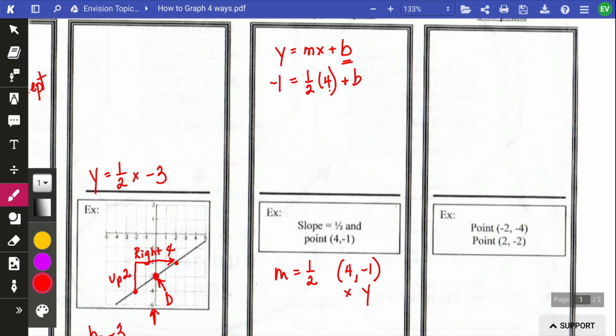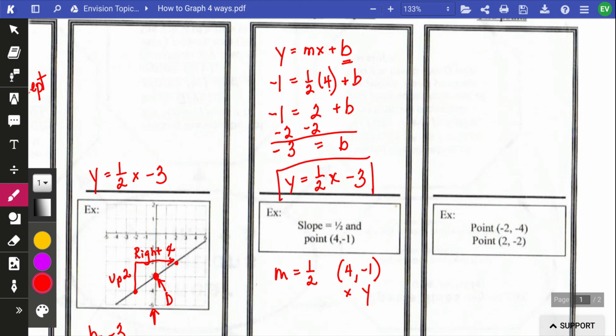So we'll just calculate everything out. So -1, half of 4 is 2, subtract 2, so we get b equals -3. And guess what? We get the same equation we did before. B is -3, because -1 plus -2 is -3. So y equals 1/2. That's my x. That's my m, my slope. So y equals 1/2 x minus 3. So there's our third way of calculating our equation.